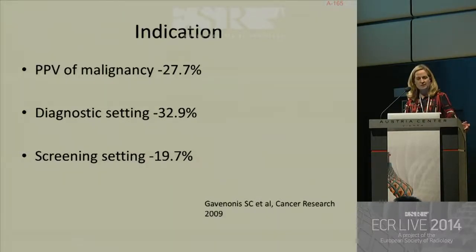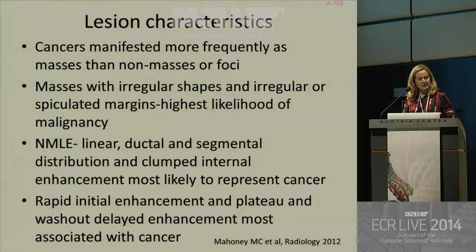But when you stratify this into clinical indication, it's higher in the diagnostic setting than the screening setting. What about lesion characteristics? Well, cancers manifested more frequently as masses than non-masses or foci. Masses with irregular shapes and irregular or spiculated margins have a higher likelihood of malignancy. When it comes to non-mass-like enhancement, linear, ductal and segmental distribution and clumped internal enhancement are more likely to represent cancer. And rapid initial enhancement and plateau and washout delayed enhancement is most associated with cancer.